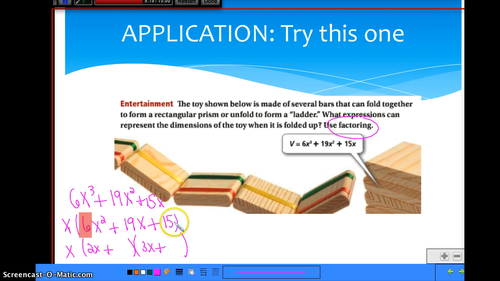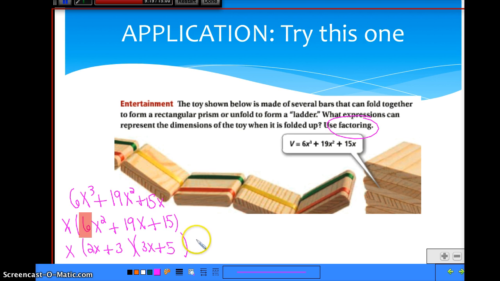The factors of 15 are 1 and 15 and 3 and 5. I'm going to try the 3 and the 5. It may not be right, but we're going to try it. And then I'm going to check. So 2x times 5 is 10. And 3 times 3 is 9, and 10x plus 9x is 19x. So my guess actually worked. If it hadn't, I would try switching my 3 and my 5. And if that didn't work, we'd have to go back and try, instead of 2x and 3x, try the 6x and the 1x, or the 1x and the 6x.